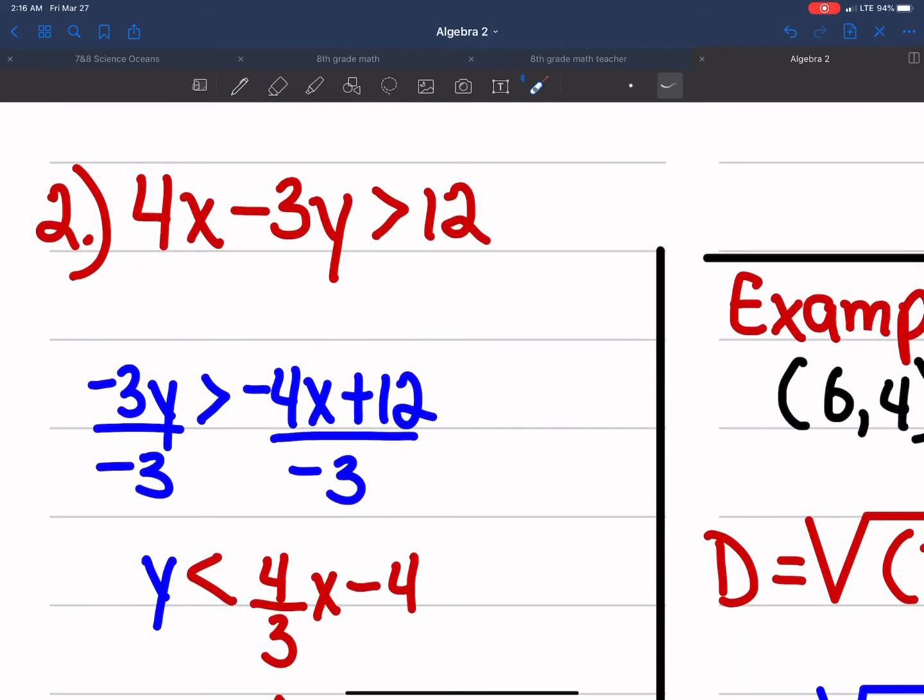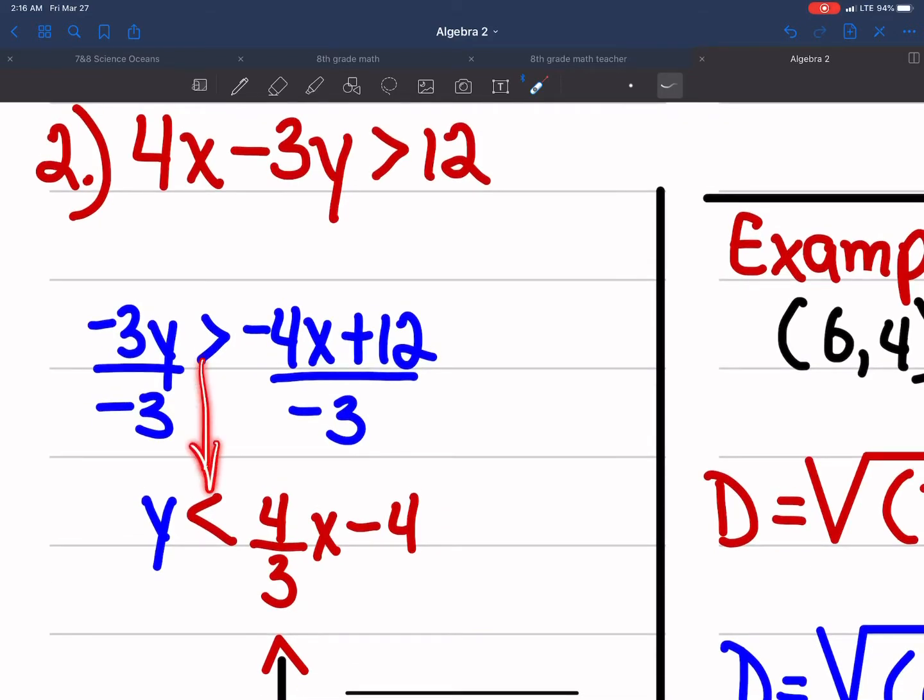And since these are negatives, we are going to get positives. Negative divided by a negative is a positive. Now we're not going to actually divide 4 by 3. We're just going to leave it as the fraction that it is. It's 4 over 3 x minus 4, since 12 divided by negative 3 is negative 4. And in this case, we do change the direction of our sign.